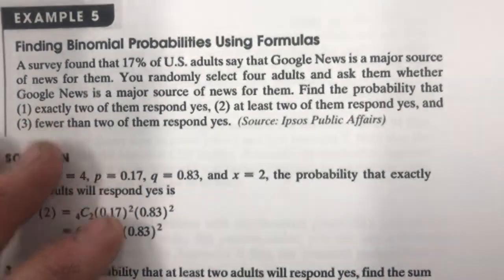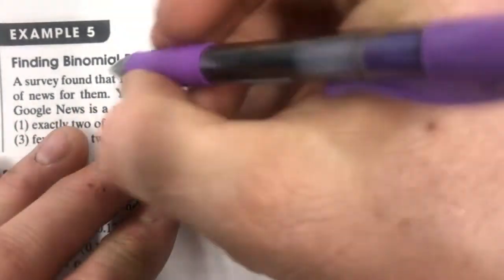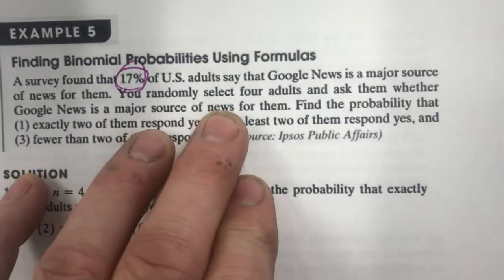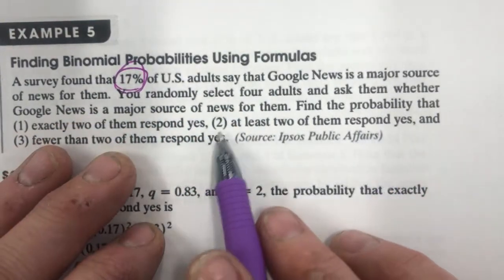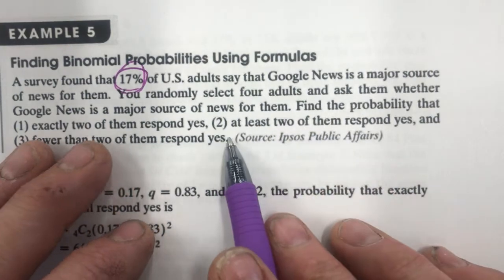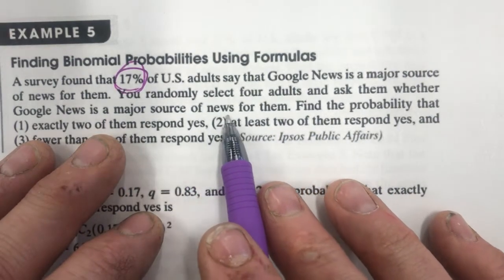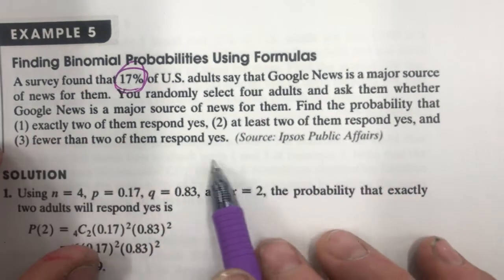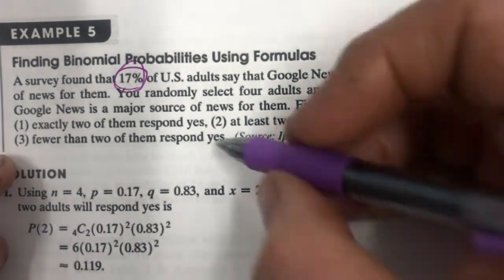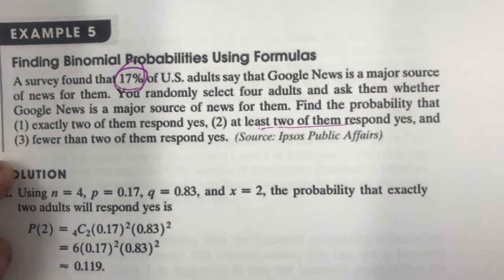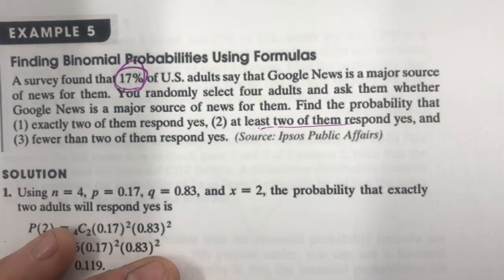Here's one here. A survey found that 17% of U.S. adults say that Google News is a major source of news for them. You randomly select 4 adults and ask them whether Google News is a major source of news for them. Find the probability that exactly 2 of them responded yes. All right, so that's the first one. Number 2, here's a different one. All right, so the probability that 2 responded yes.